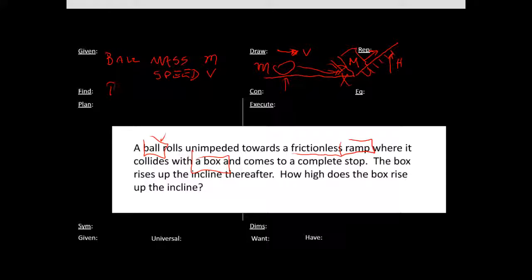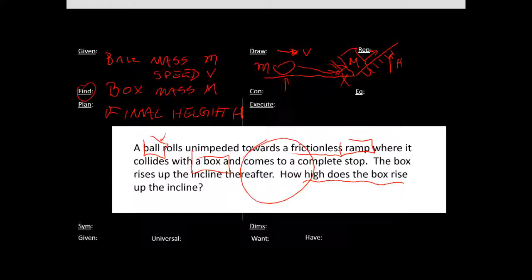And then we have a box that also has a mass. That's capital M. And we want to find something here. How high does the box rise? We want to find the final height of the box, capital H there. Okay, so now we've sort of condensed all of this information, all this prose, into things we can use for solving the problem, and we're ready to go on to the next step, which is to sort of conceptualize that problem a little more before we actually start doing things, right?